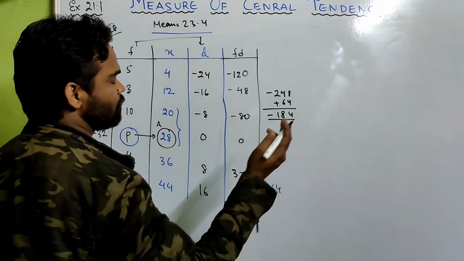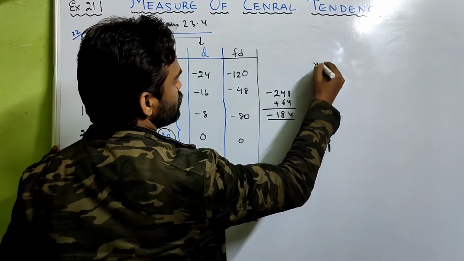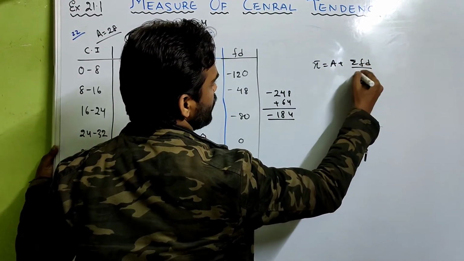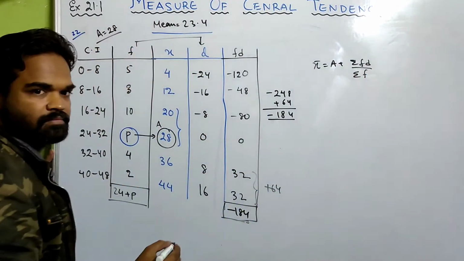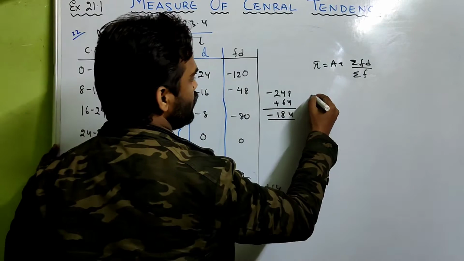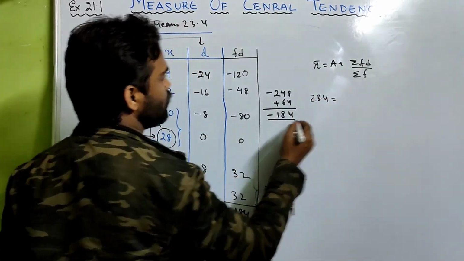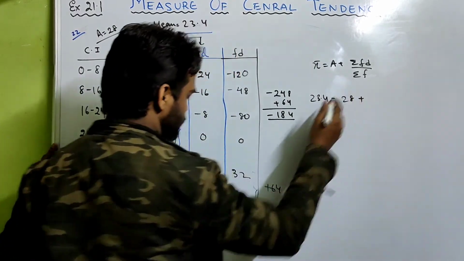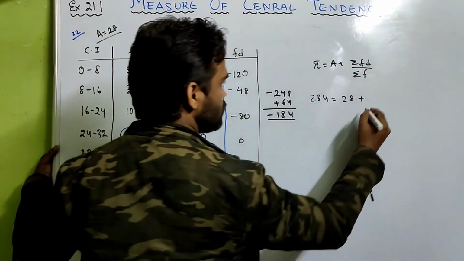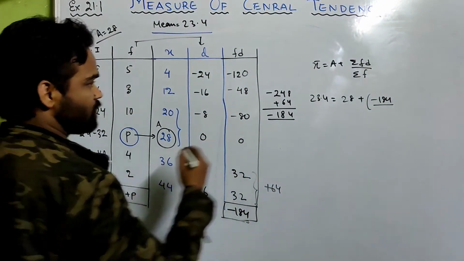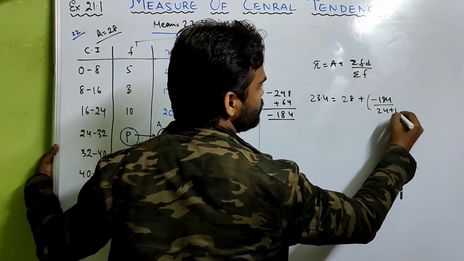We'll use the formula. Mean equals to A plus sigma FD by sigma F. Am I clear or not? So, X bar is 23.4 is equal to A. What is A? A is 28. 28 plus sigma FD. Sigma FD is minus 184. Sigma F is 24 plus P.